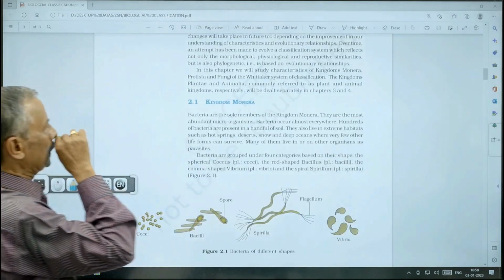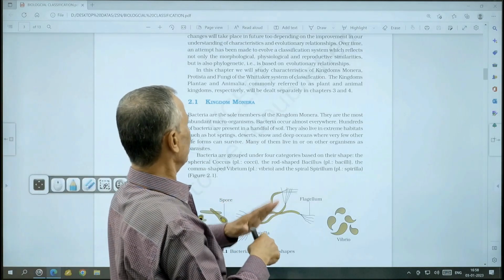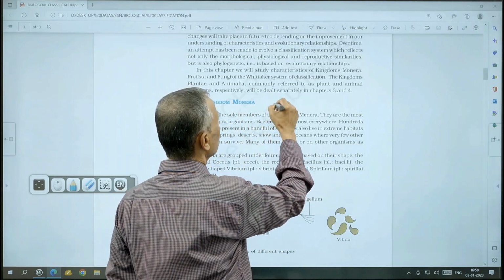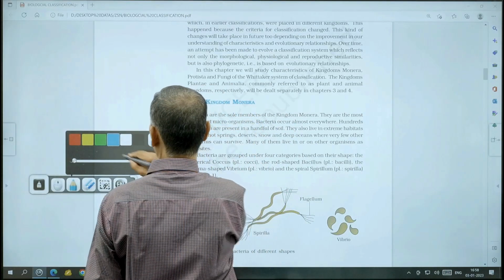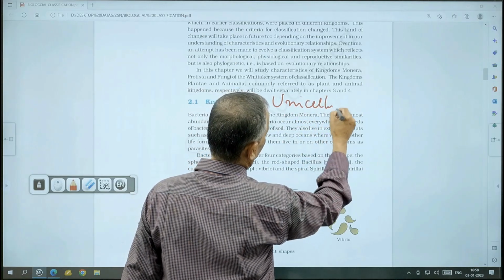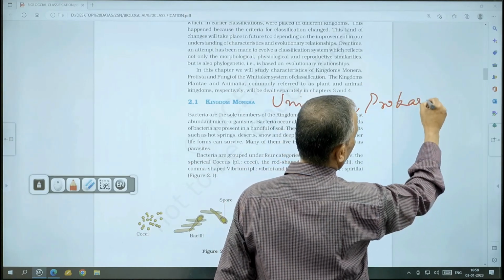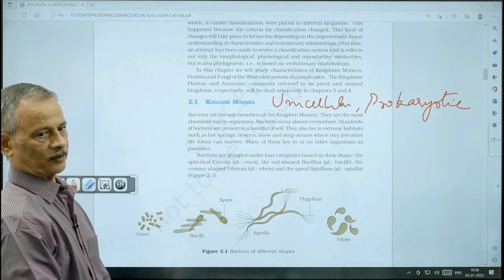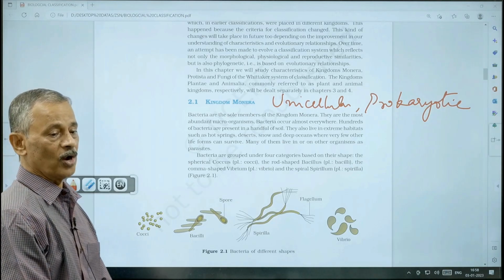The first kingdom is kingdom Monera. What is the criteria of organism to be included under Monera? They should be all unicellular, made up of only one cell, and prokaryotic. Simple structure. Though they are all very simple, remember, they are the first to be evolved in this world.